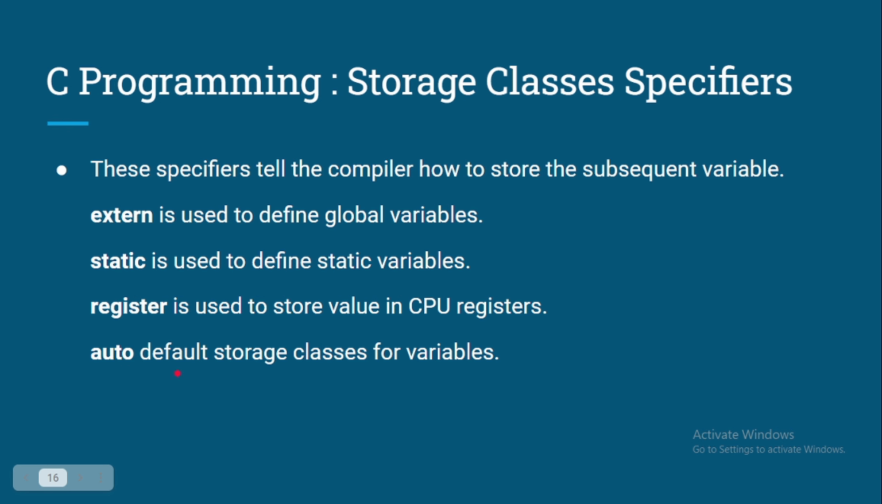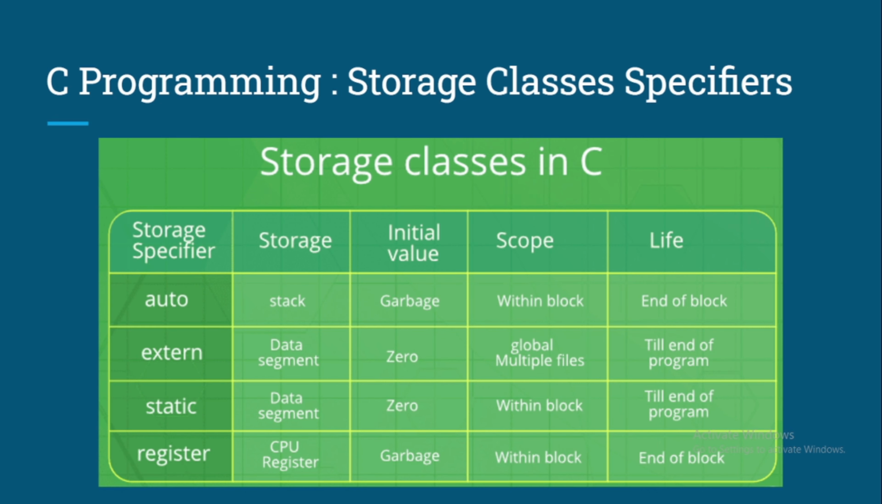Next we will see a diagram which explains how the storage classes differ from each other. The auto is stored in a stack, and its initial value is garbage, which is any data that is not useful. Its scope is within the block, as I told you: whatever variables are mentioned in a method or a function are known as auto. Its life is the end of the block.